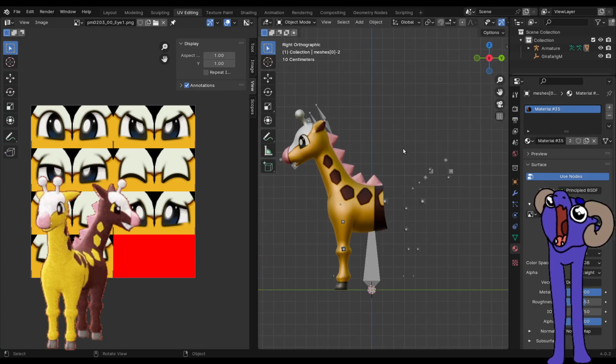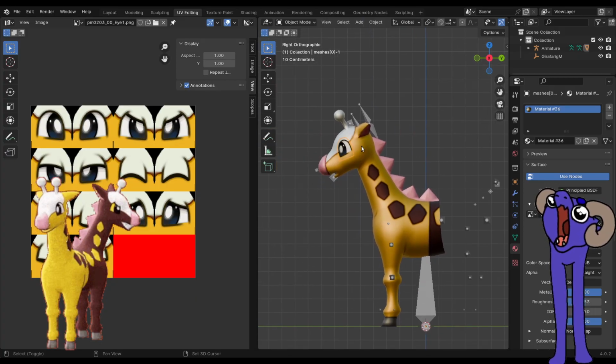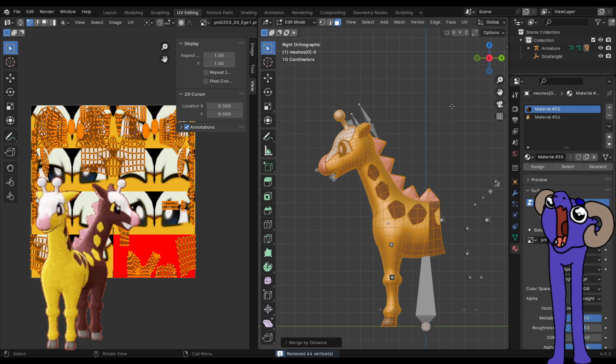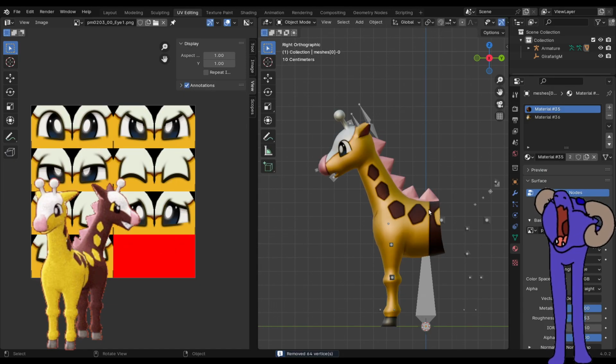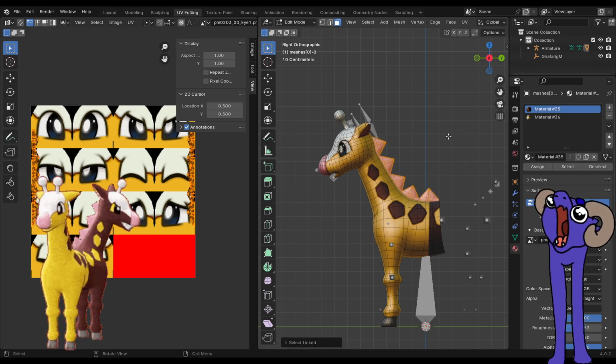Faces, and then honestly, I might just join these together. I don't see why they're separate. This will make it work better in VRChat as well. But if we merge by distance to make sure the eyes are actually welded to the face. And this should still be a separate model. Well, yes, it is.